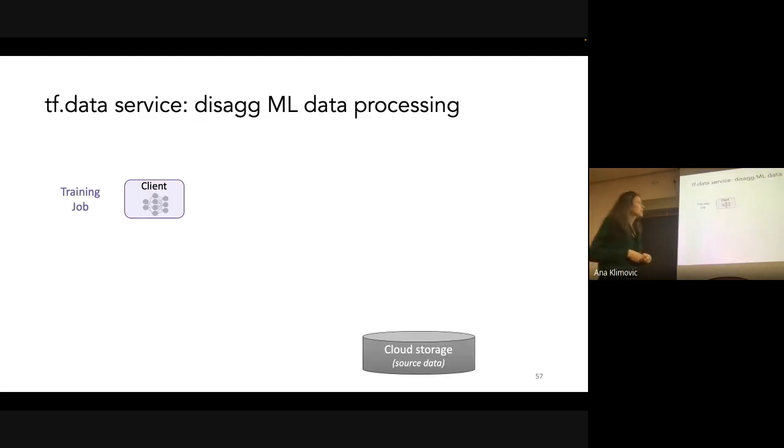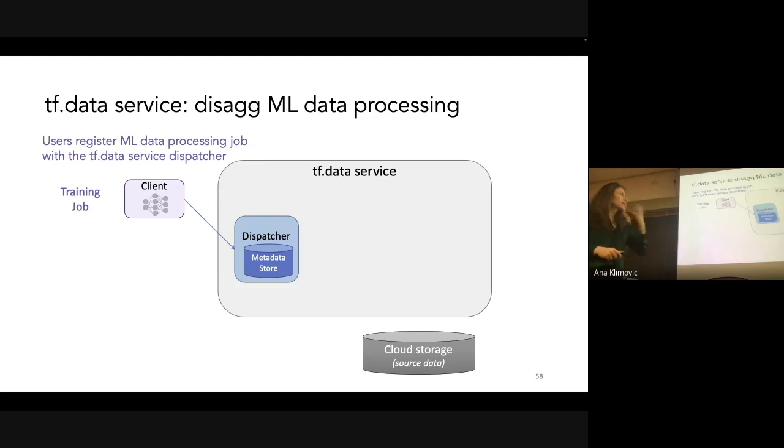So the idea here is, before we had this training job, and whatever data processing it had to do for whatever fraction of the data it was responsible for, it was doing locally on the same machine. But now what we'd like to do instead is say, here's a service that we spin up, and we can register the input pipeline. Remember, it's represented as a graph. I can send that graph to some centralized dispatcher.